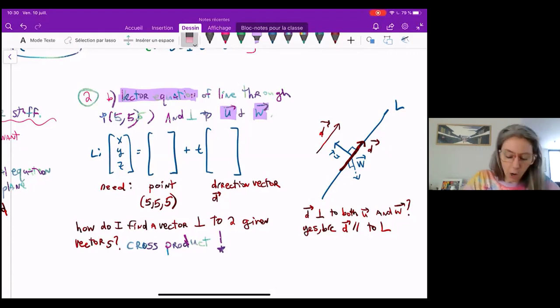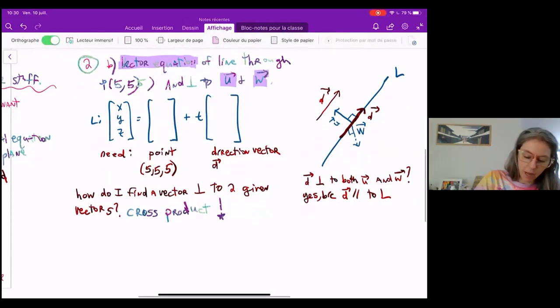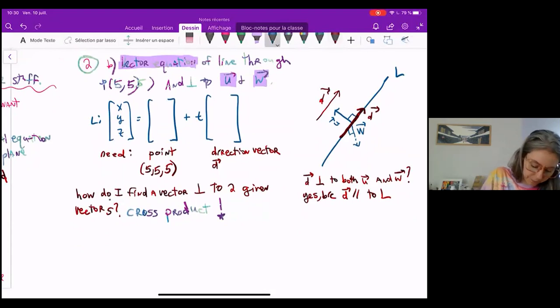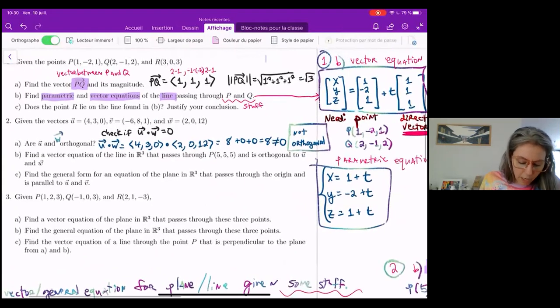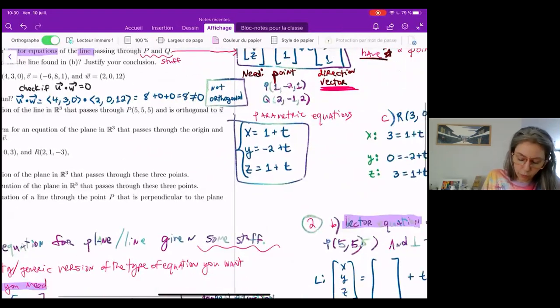Okay, so now we are going to do the cross product, and U cross W is equal to, let's go remind ourselves of what they are, 4, 3, 0, 2, 0, 12.